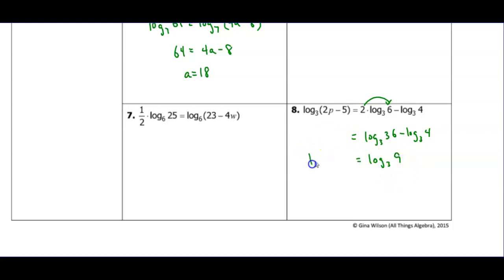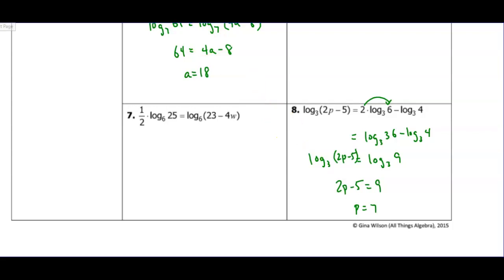And so I am ready now with a singular log on both sides. So I can take the two inputs and set them equal. So 2p minus 5 equals 9. Add the 5, get 14, divide the 2, p equals 7. And just a quick check back here, that would not create a negative input, so that one's good.